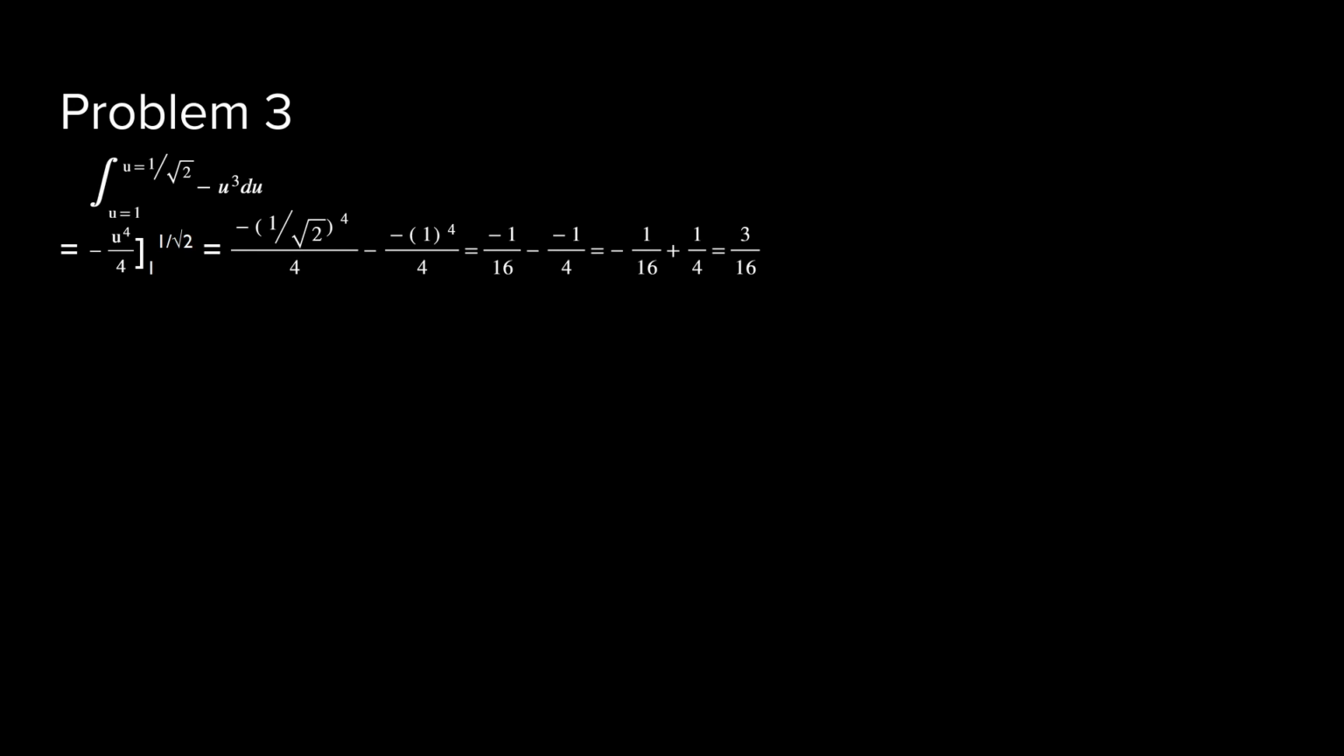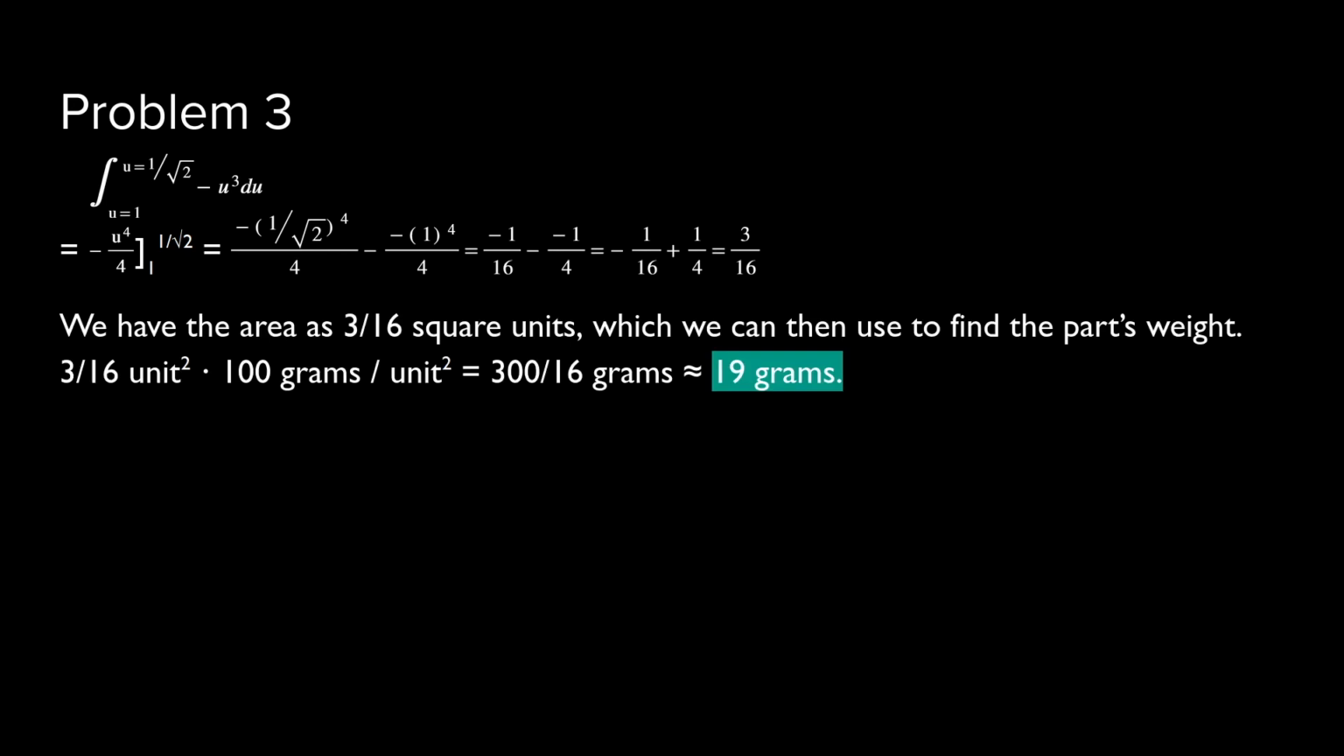Therefore, we can say that the weight of the part, because it weighs 100 grams per square unit, is equal to 300/16. And this is equal to 19 grams, approximately. So we're done. And that's a more complicated integral problem, but just remember for definite integrals, you always have to substitute the bounds of the integral as well, not just the actual function.